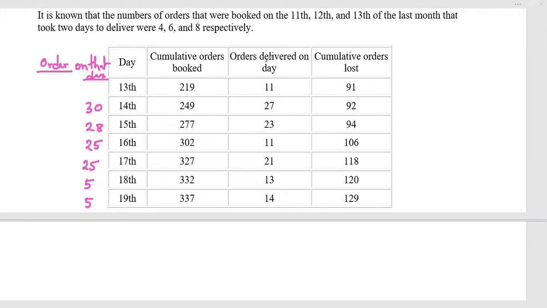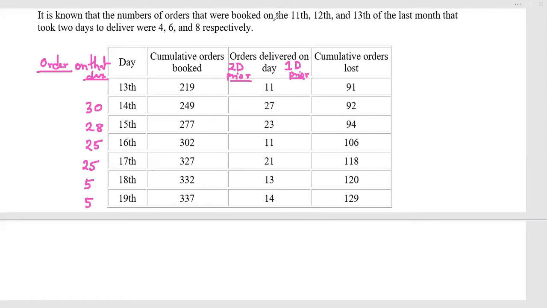Again, this is the number of orders which have been delivered on the day. There will be two types. One is the 2 day prior order. One is the 1 day prior order. These are the two pieces of information that I need to go on filling.